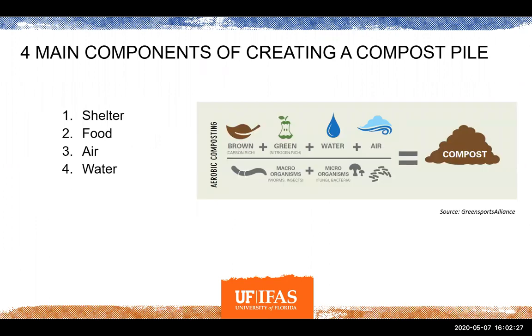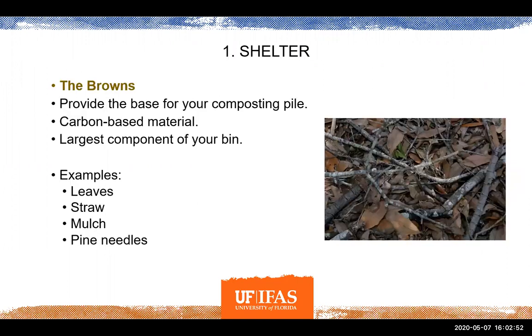So I like to use this graphic here. It comes from the Green Sports Alliance, and it shows browns plus greens plus water plus air divided by macro and microorganisms equal composting. I like to use 4 different categories that are similar, and I like to use shelter, food, air, and water as my 4 components we're going to talk about today. So let's start with the first one, known as shelter.